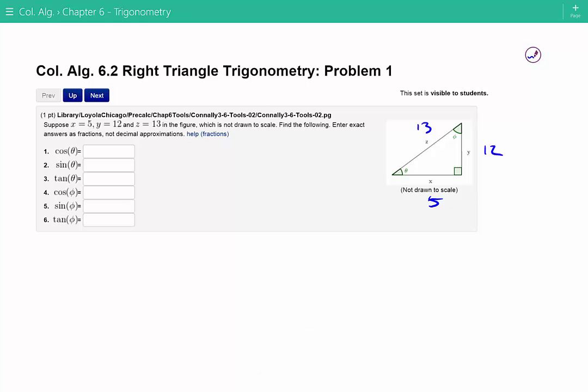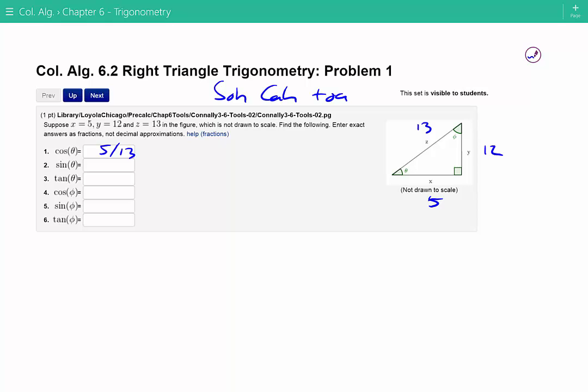Alright, this is 6.2 homework help. First problem gives us some lengths of the sides of this triangle, and it wants the cosine of theta. Theta is right here, so for the cosine of that, we have to remember our relationships for these trig functions. Cosine is adjacent over hypotenuse, so it'd be 5 over 13. So you might want to remember SOHCAHTOA, at least.